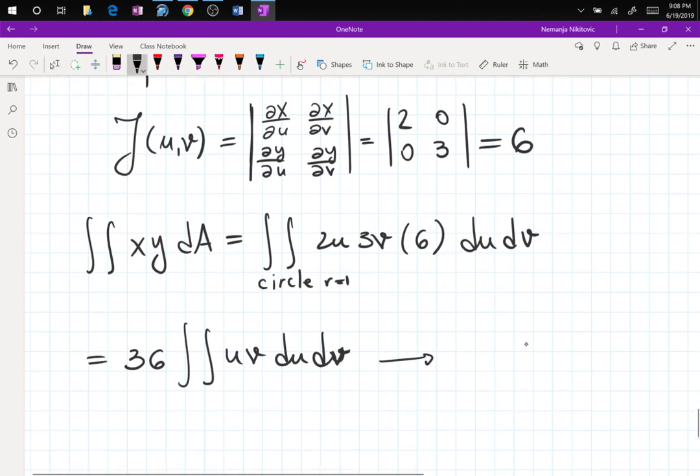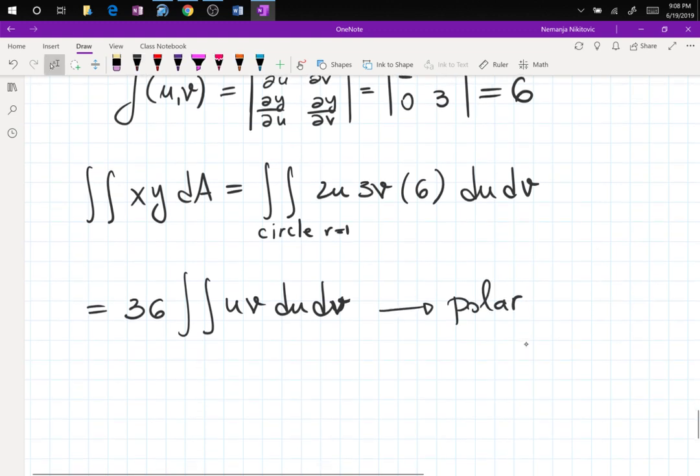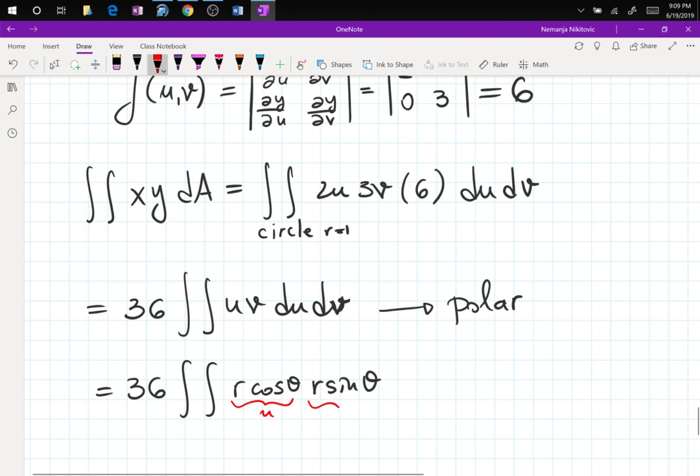Change into polar, and then go from there. So to change into polar, we have 36, double integral. We have to transform. So these are your new x and y. That's r cosine theta times r sine theta, right? So r cosine theta, r sine theta. This one over here is your u, and this one over here is your v.